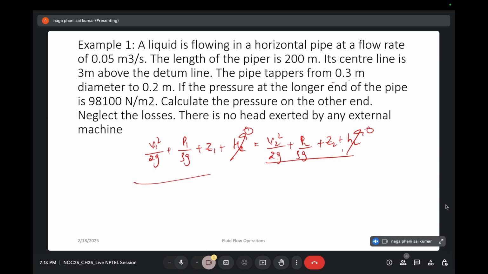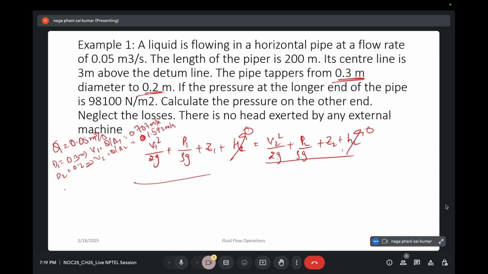So it is initially 0.3 and changed to 0.2. So we know the flow rate Q is equal to 0.05 meter cube per second. We were given D1 as 0.3 and D2 as 0.2. So from here we can calculate V1 as Q by A1 and V2 as Q by A2. If we do it, we'll be getting V1 as 0.707 meter per second and V2 as 1.592 meter per second. Okay.